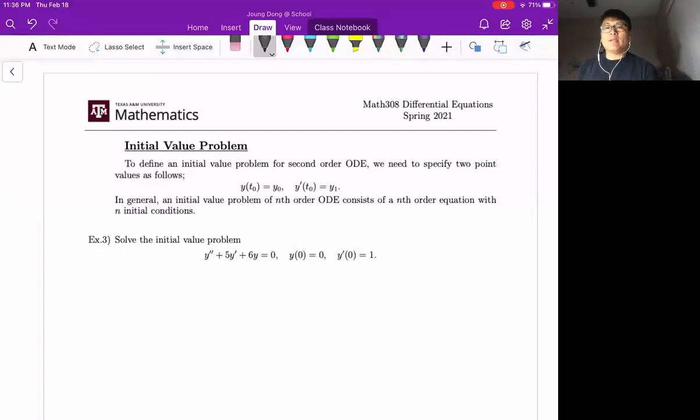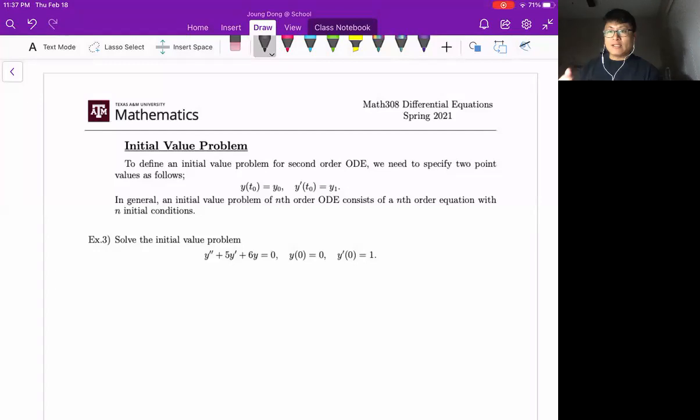Now let's talk about the initial value problem. It is an obvious process, right? We talked about the general solution. It came from the characteristic equation, and it was the linear combination form of the two specific solutions. And now we should decide the coefficients C1 and C2 of the linear combination form.